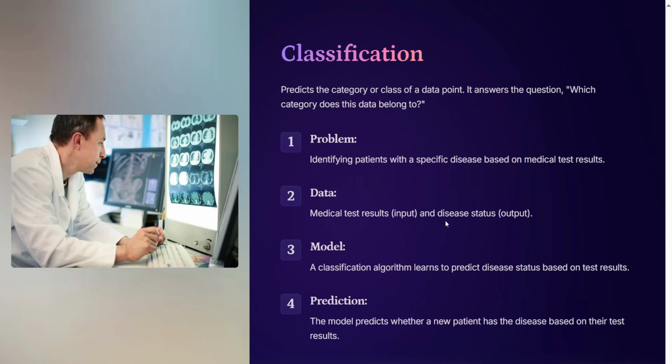We use a classification algorithm to learn from this data. The algorithm studies the relationship between the medical test results and the disease status. It learns the patterns that indicate whether a patient has the disease or not. Once the model is trained, it can predict the disease status for new patients. When a new patient comes in with their medical test results, the model analyzes the data and predicts whether the patient has the disease or not. It's like having a smart doctor who can quickly assess test results and give you a diagnosis.